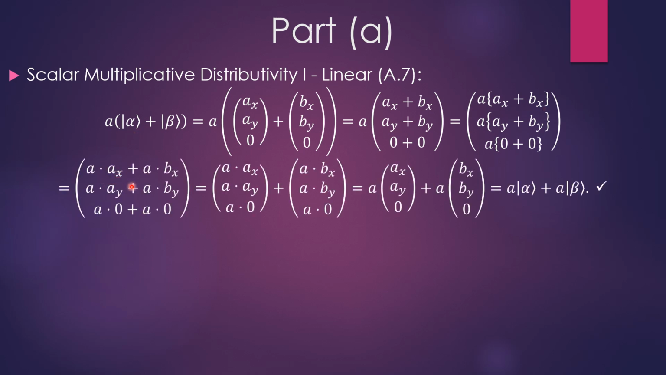And note that doing this upholds the same form because I get a times 0, and then I have all my ax, ay, 0 here, bx, by, 0 here, which I can now split up.